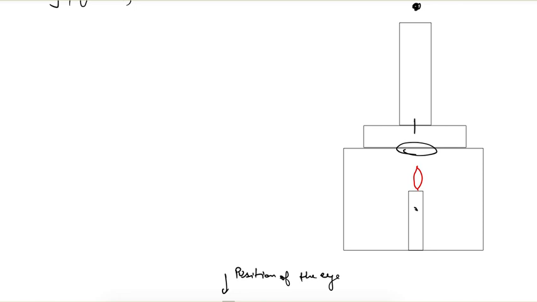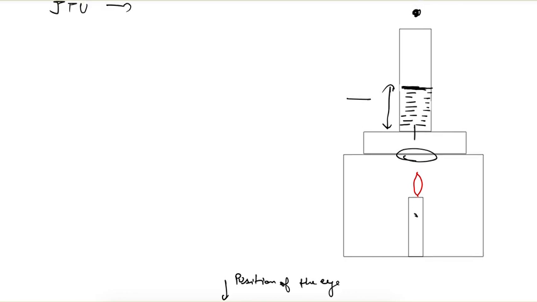Now how do we measure the turbidity? Here we start to fill in the turbid water. As we keep on filling the water, at one point there will be a situation when the flame of the candle is not visible. Let's say up to this depth the flame was visible, but at this depth the flame has stopped being visible. So this depth or height of the water in this tube gives the turbidity.